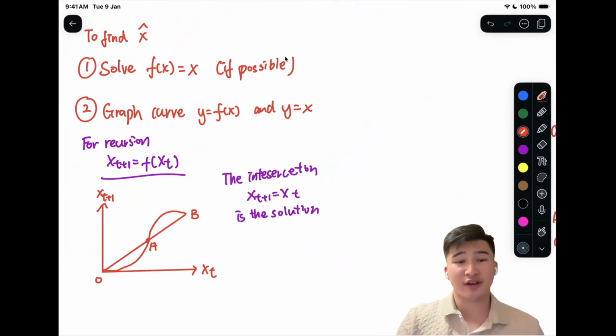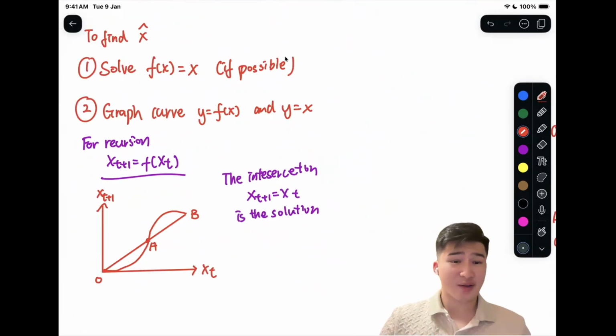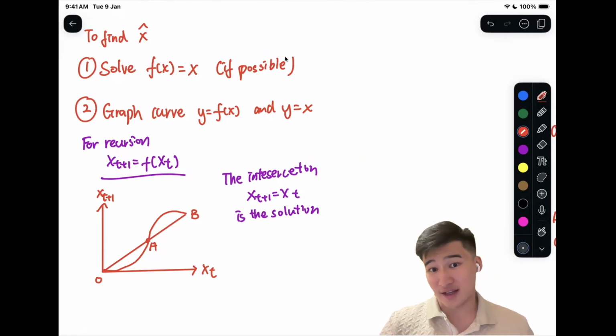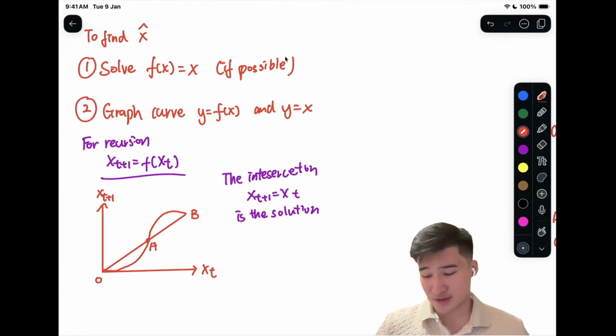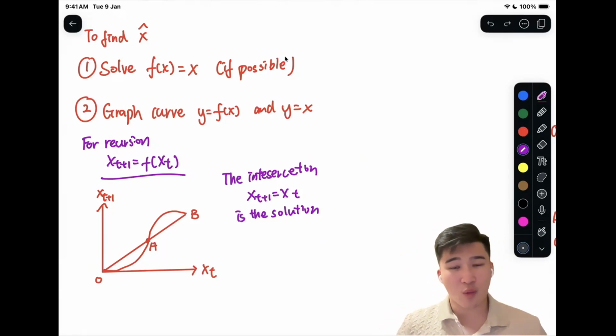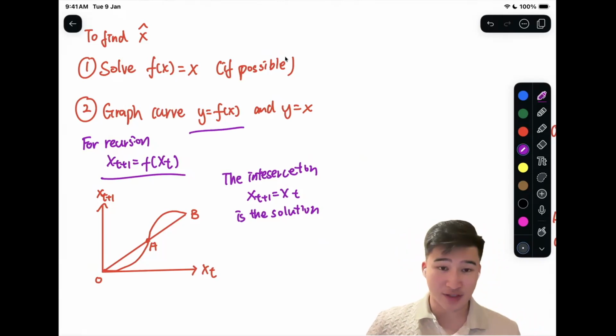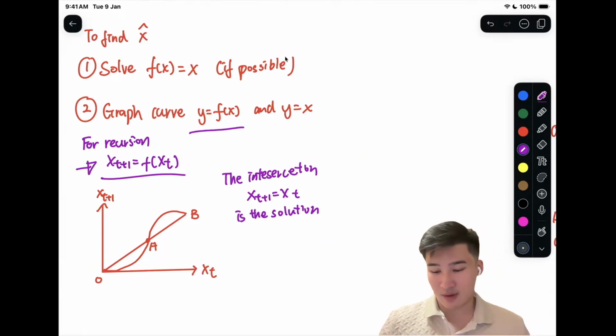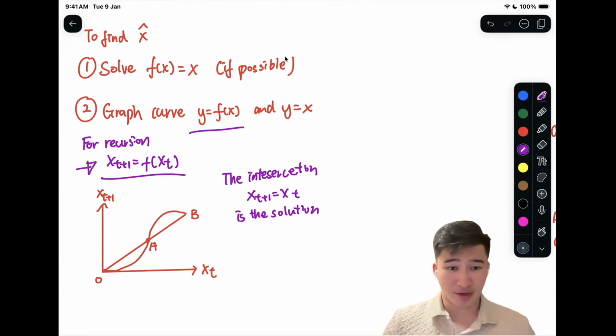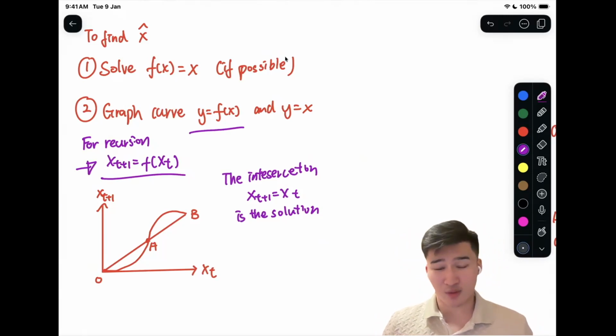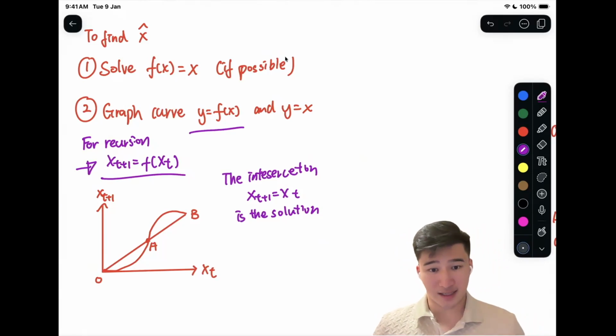So how do we actually find the equilibrium, our x hat? Step 1, we can solve f(x) = x if possible. Step 2, for a recursive sequence, we can also graph a y = f(x) curve and a y = x curve. What y = f(x) means in a recursive sequence is basically this: remember our updating function, y is our next term, x_{t+1}, which is equal to our updating function inputting our current term, x_t.